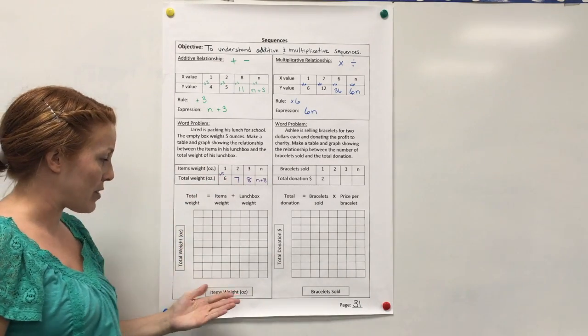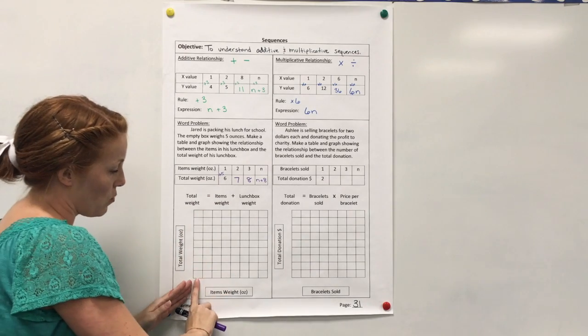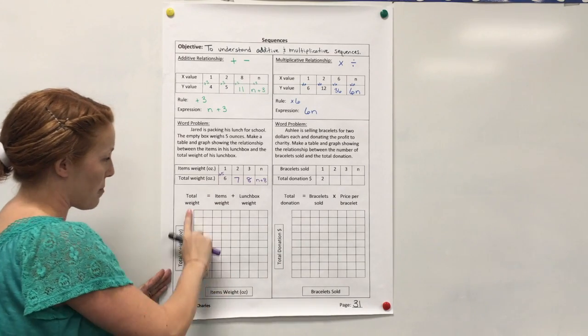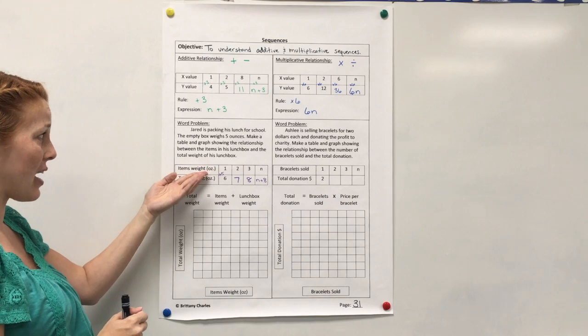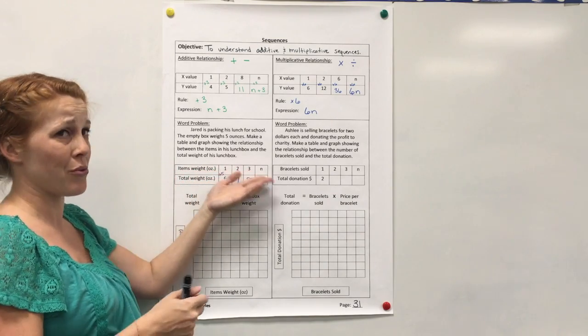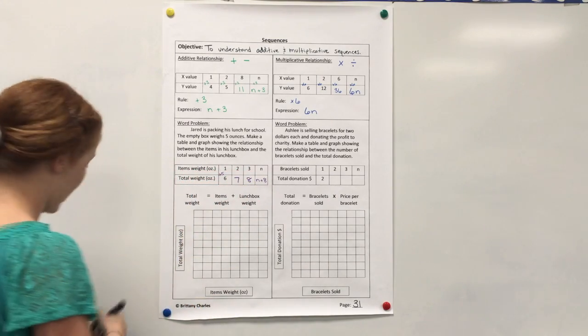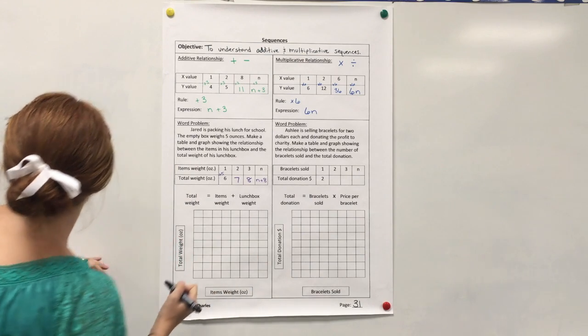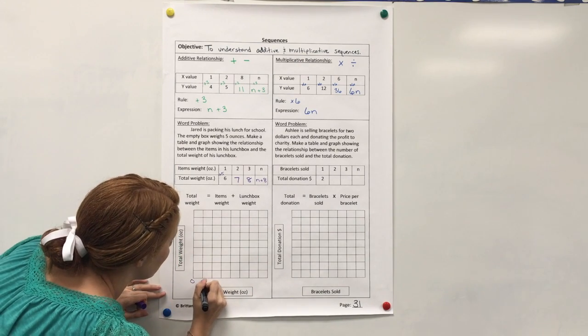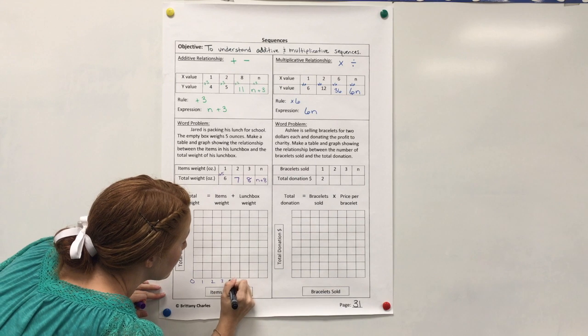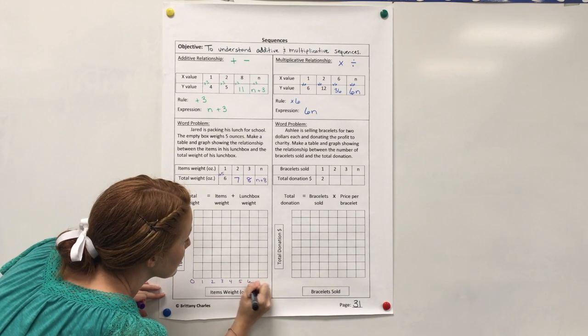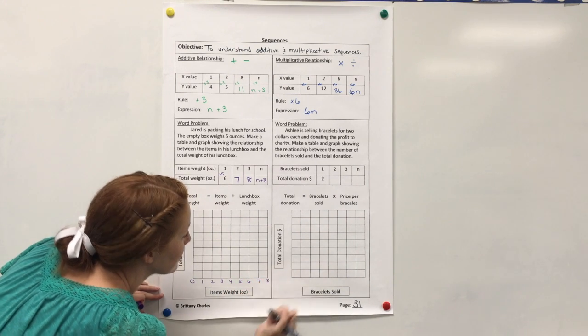Now I need to graph it. So first I need to decide, well, what should the scale be? I look at item weight and it's going 1, 2, 3. So let's just count by ones down here. Put 0, 1, 2, 3, 4, 5, 6, 7, 8.